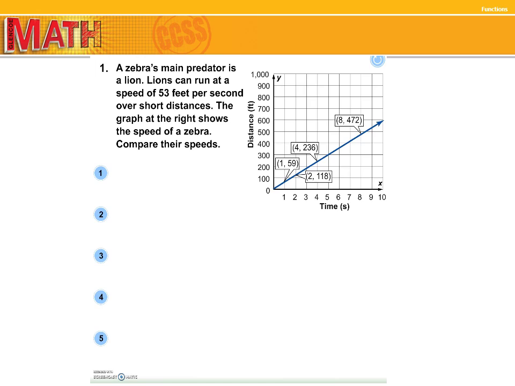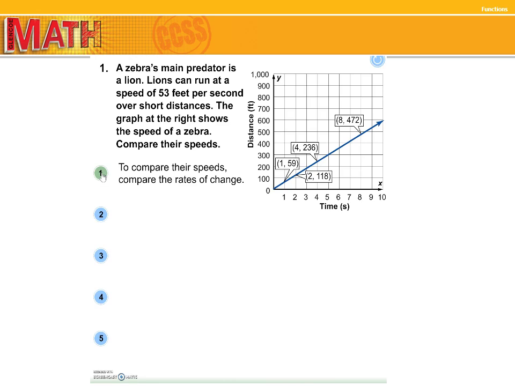Example number 1. A zebra's main predator is a lion. A lion can run at a speed of 53 feet per second over short distances. The graph on the right shows the speed of a zebra compared to their speeds. So let's look at some information here.